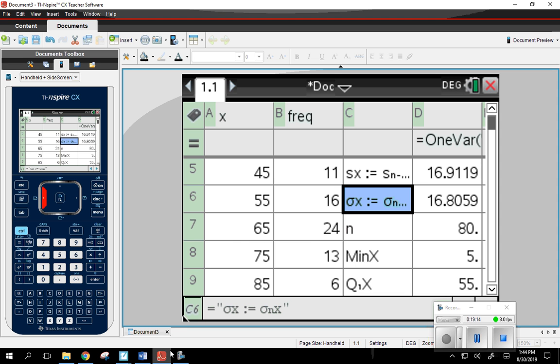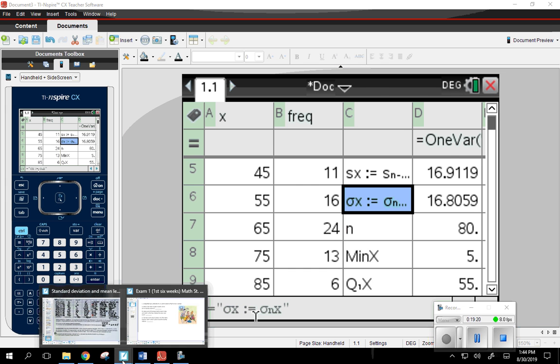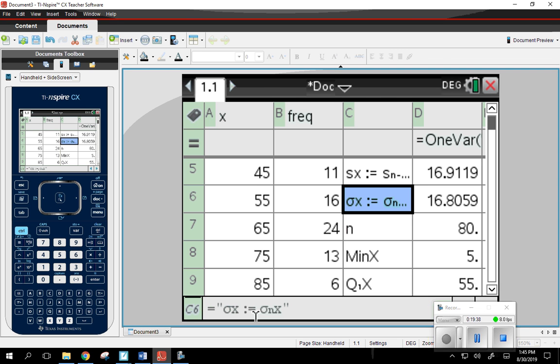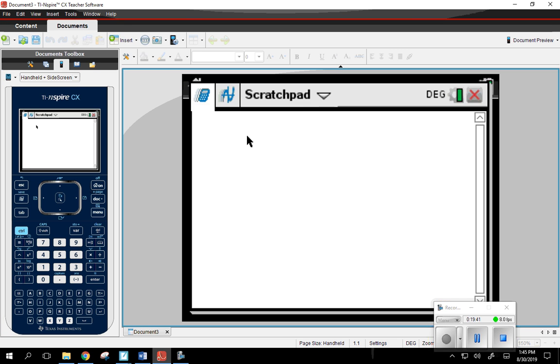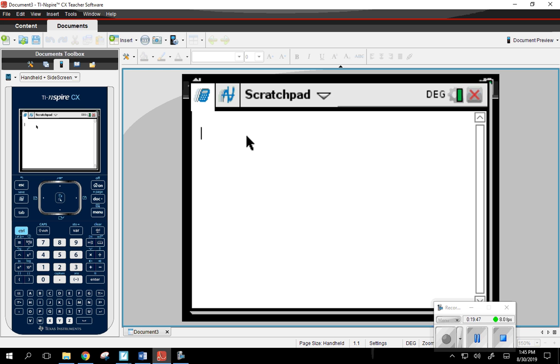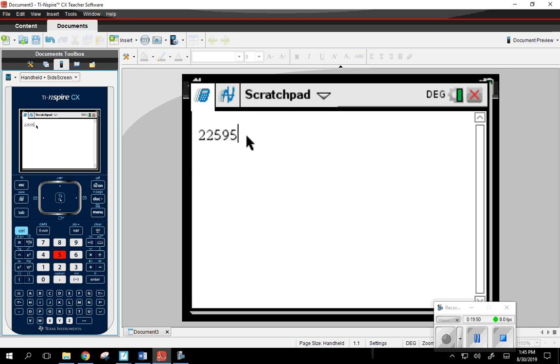If you go back over here to my table, remember the standard deviation was 16.8, right? I'm going to take the grand total I got at the very bottom of the last column, 22,595. What am I going to divide that by? 80, because there are 80 terms in there. So, calculate. I totally forgot that number. What was it? 22,595. So 22,595 divided by 80. What is that?